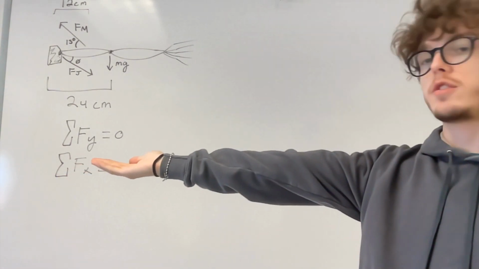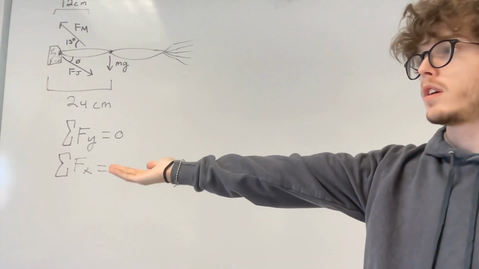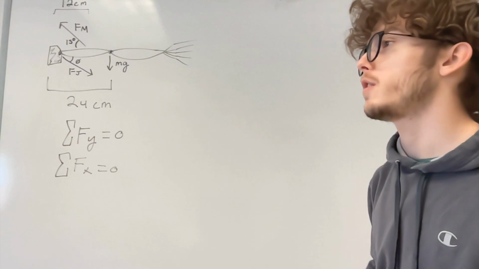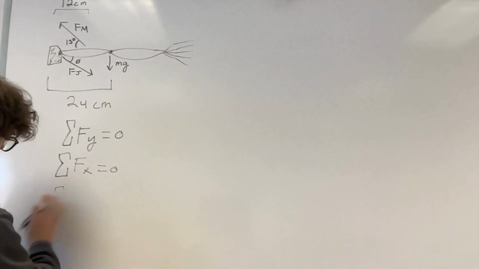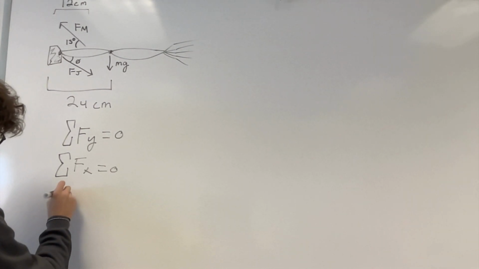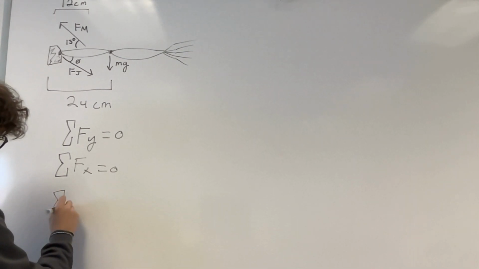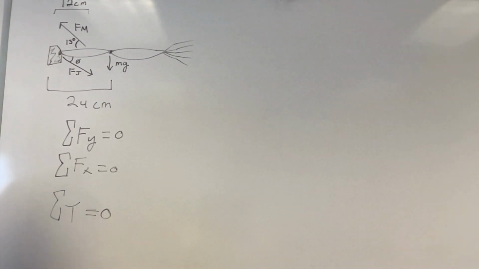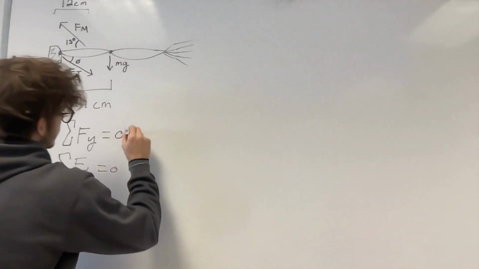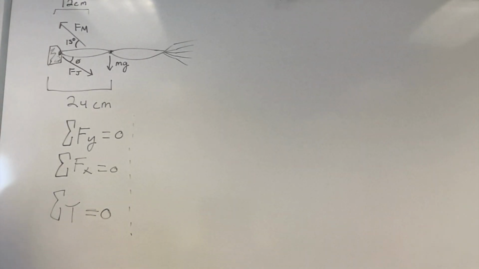And one more thing, is my arm undergoing any circular motion? No. So that means the torque is equal to 0. So the sum of the torque, it's a terrible sigma, is also equal to 0. So these are some important parameters to know. These kinds of problems require quite a bit of algebra. So let's get right into it.